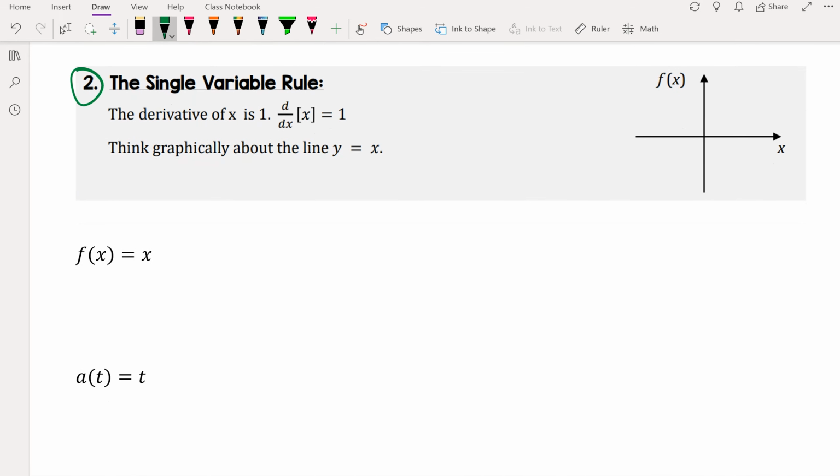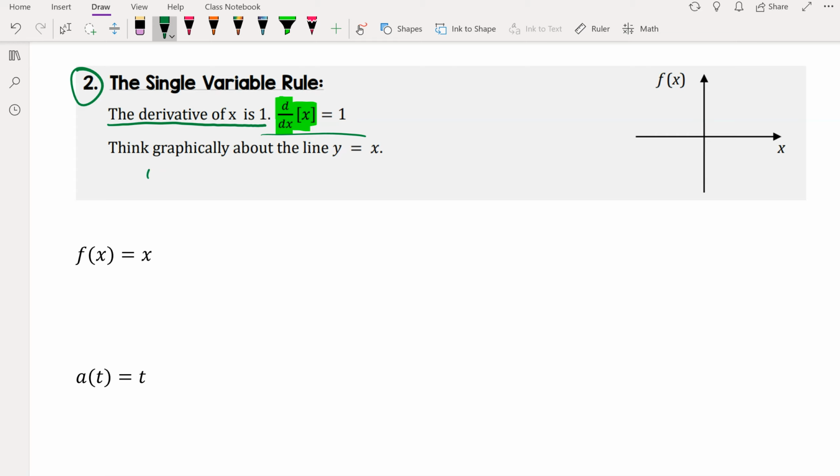All right, let's learn another rule that's going to save our lives. Here we go. The single variable rule. The derivative of x is 1. Okay, and then again, the way that we read this, the derivative with respect to x, that's the denominator part, of x, the derivative with respect to x of x equals 1. That is the mathematical notation.